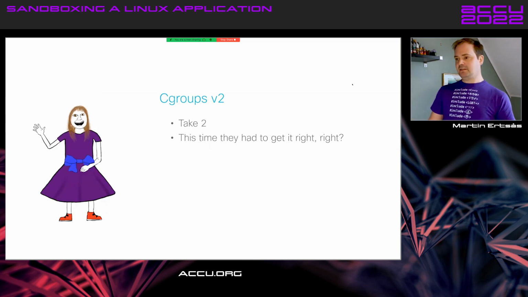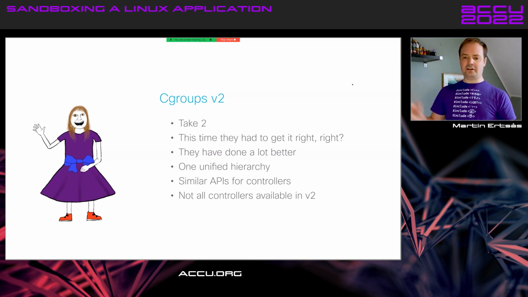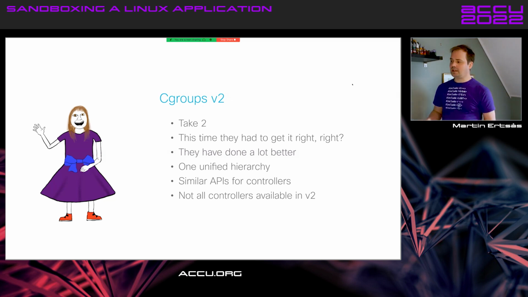This is the second take of doing cgroups. And just a few years after they started cgroups version 1, someone started cgroups version 2 because they saw that this was going to be a mess. They needed to fix it, and the only way to fix it was to start again. And they've done a lot better. They just have one big unified hierarchy. The APIs look more similar. Not all the controllers are available in version 2, especially not in the way they were in version 1, but most are.